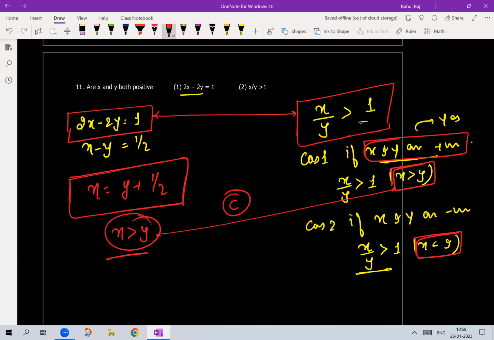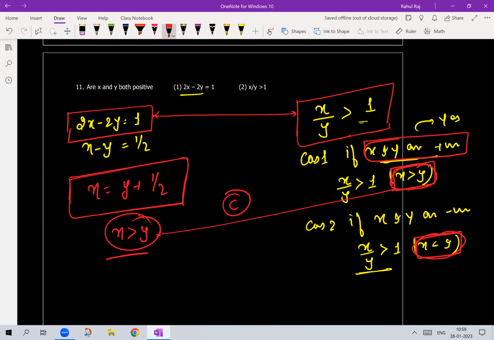Agreed? Option number 2, we have 2 cases. And what are the cases? X is greater than y also, x is less than y also. Right? And if I'm trying to combine both the statements, what can I say? X greater than y, common term out. And for x greater than y, x and y are positive.